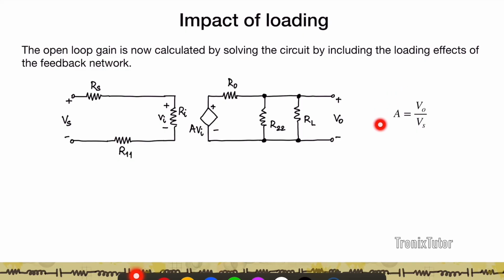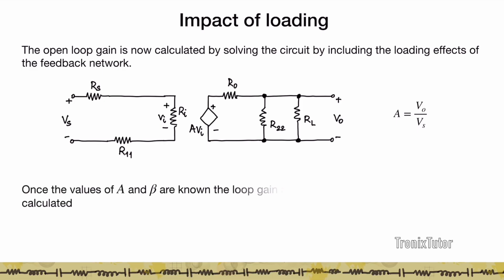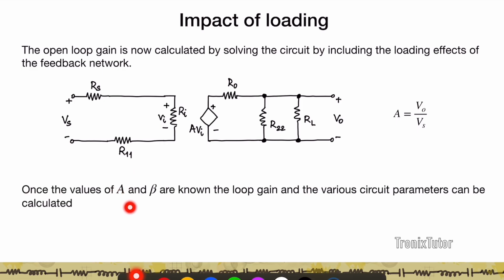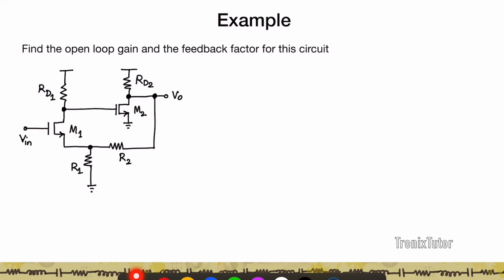And so this A, or the open loop gain of the circuit, can now be estimated as V0 upon Vs. So remember, to estimate this open loop gain, I need to first understand how my feedback network is loading both the output and input. Otherwise, I'm going to estimate the wrong value for A, and hence the wrong value for A beta, and hence get all wrong numbers for my input and output resistances. Right? So once you know A and beta, then you can calculate the loop gain, and then you can calculate the impact on the various parameters of the circuit. So let's look at a couple of examples.